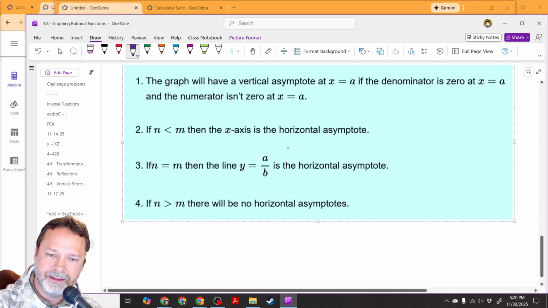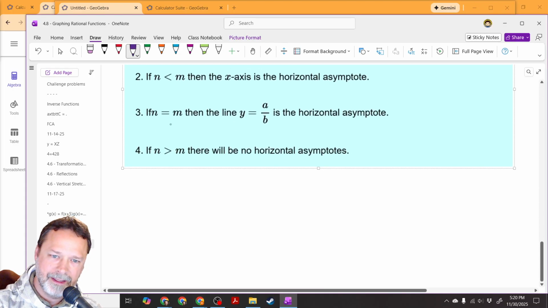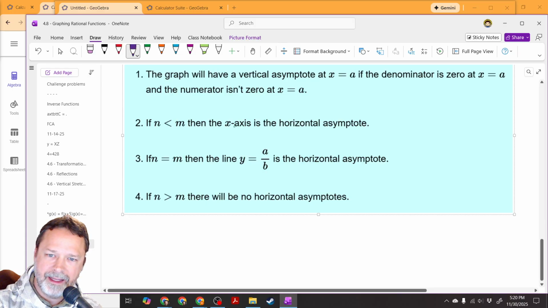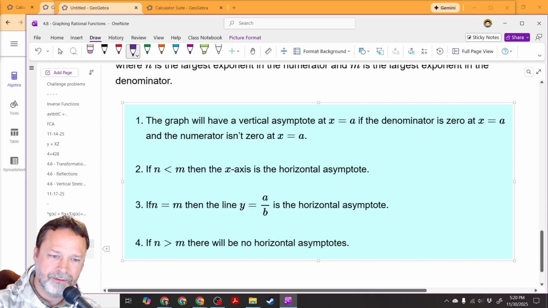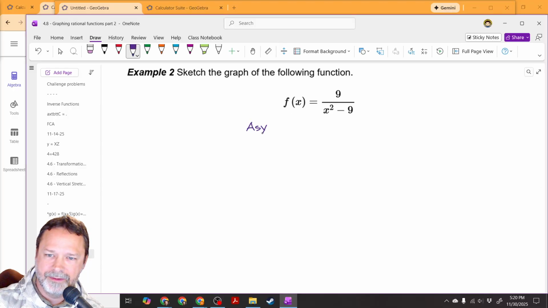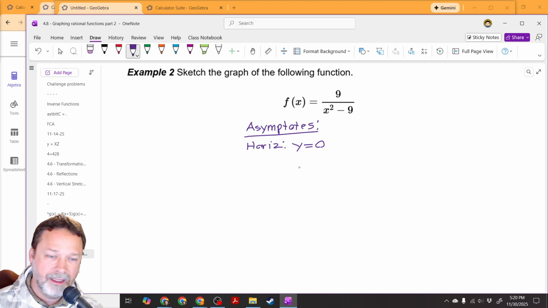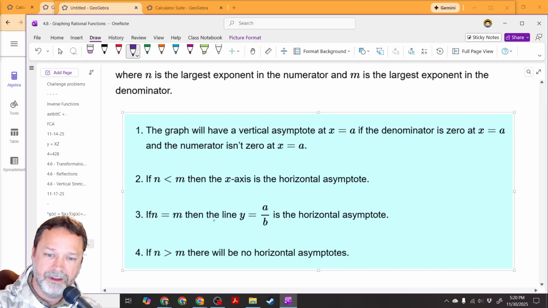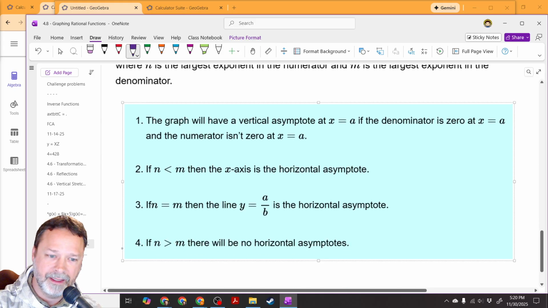That means the denominator has a bigger degree, which was m. M is bigger than n. Then the x-axis is a horizontal asymptote. So right away we look at this and we know the horizontal one is easily y equals 0. It's going to be our x-axis. In case you need to look at those rules again, we got these rules, there and there.